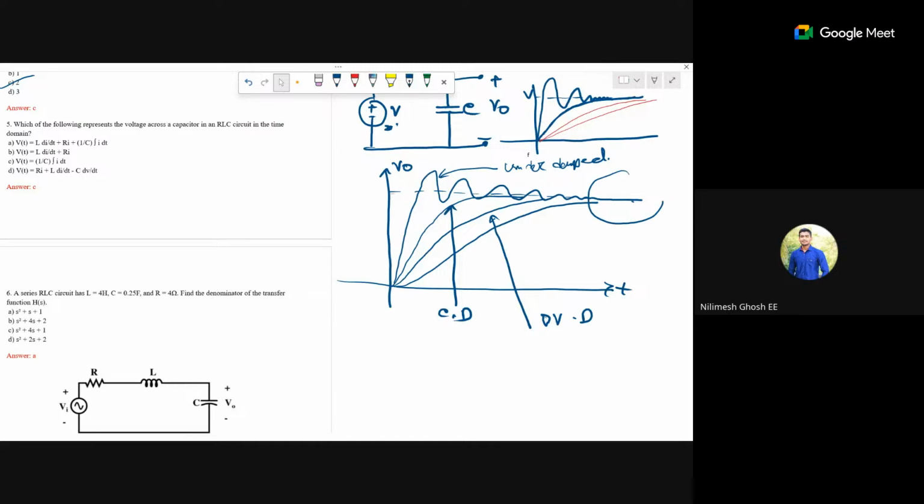That means whatever damping I have provided in the circuit is not optimum. And these are overdamped. That means my damping is bigger. That's why I'm not getting the fast response. There is some lag in the system. That's why this is overdamped.